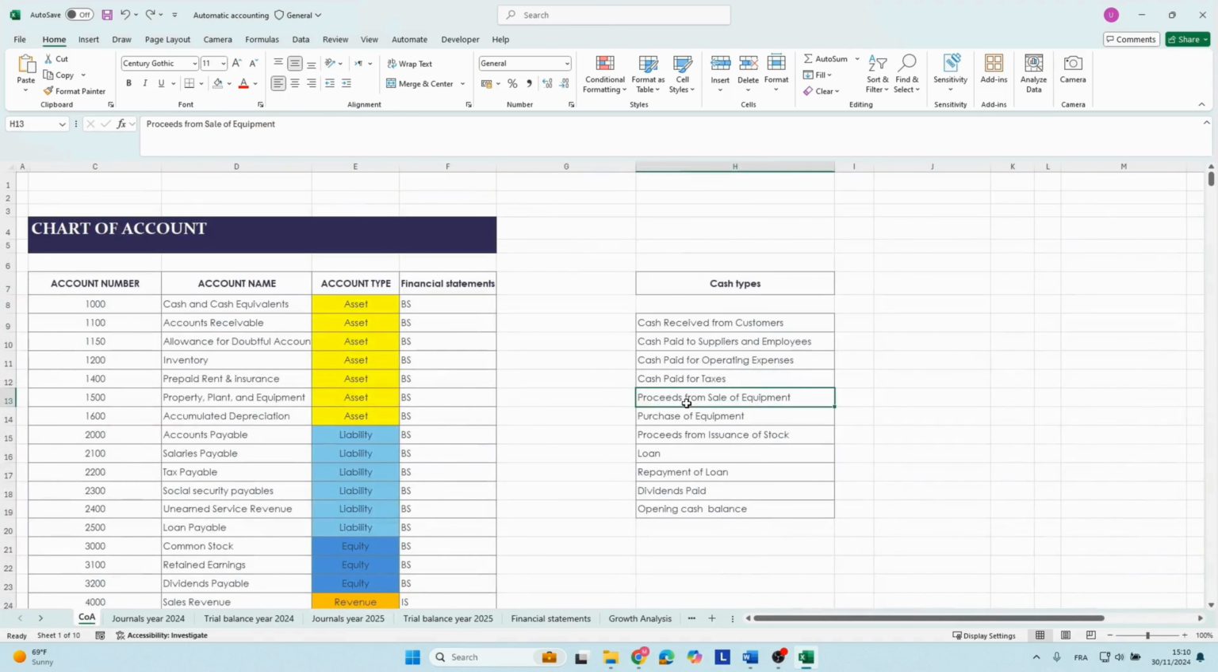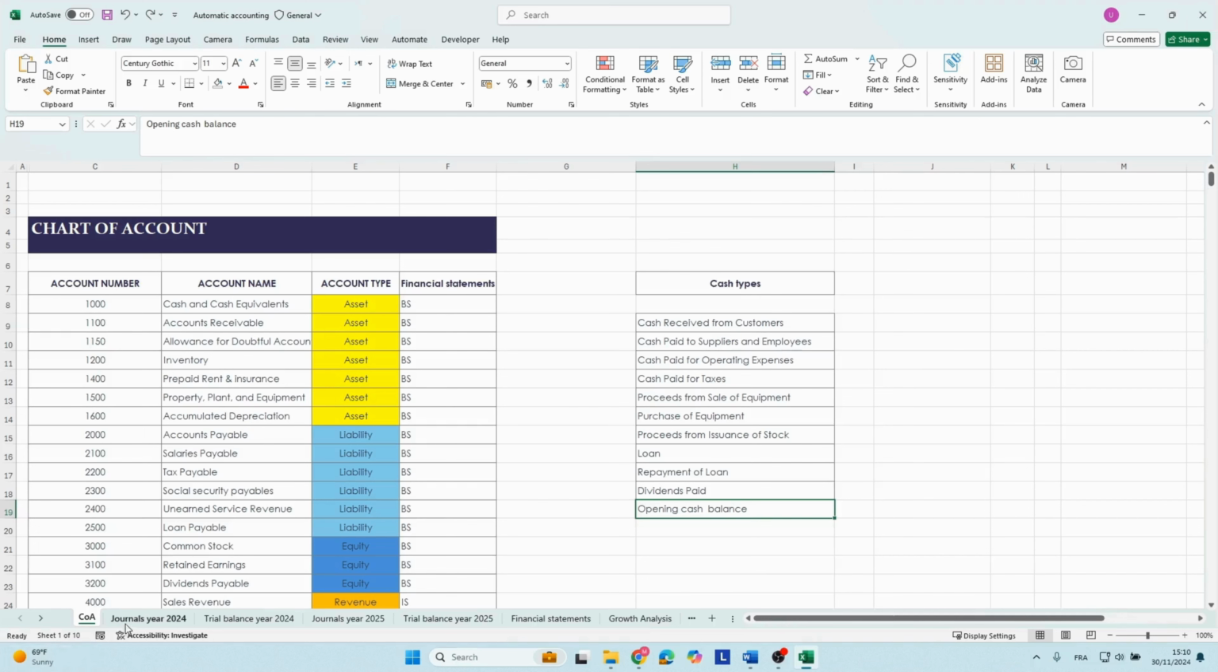So here, this will help me when I come to creating the financial statements. For each transaction related to cash movement, I will use the type in order to automatically link it to the cash flow statement. So this includes all the different items that are available in the cash flow statement.